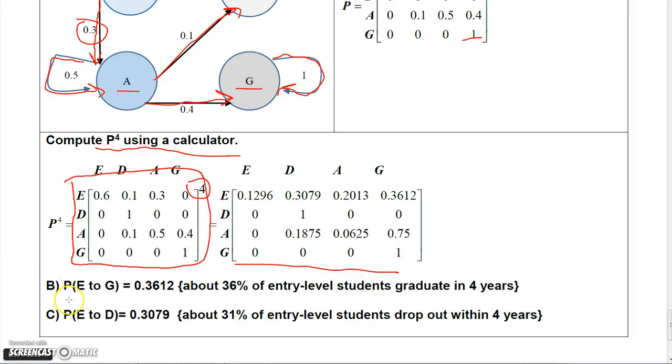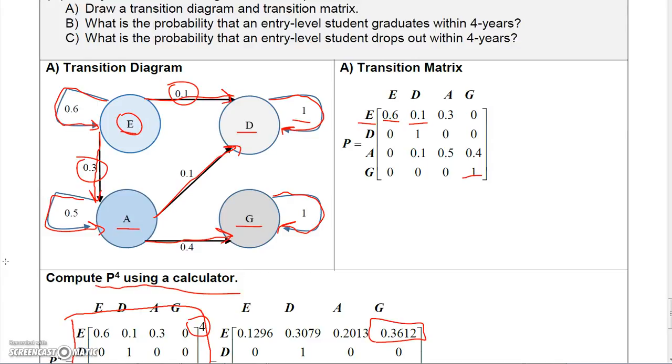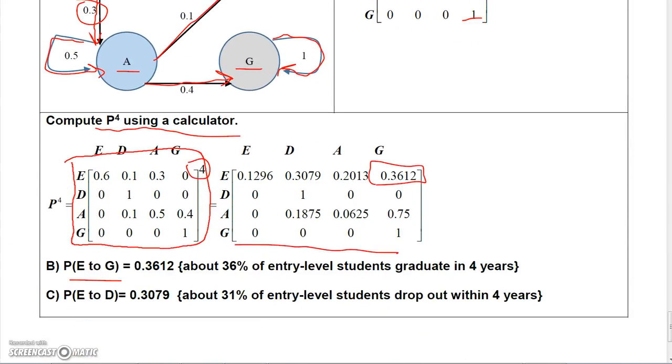So now, if I want to know the probability that they went from entry level to graduate level in 4 years, this is the four-year state matrix. So look up entry to graduate, and that's right here. So about 36% of entry-level students graduate in 4 years. The other question says, what's the probability that an entry-level student drops out within 4 years? Well, I do the same thing, except I go from entry-level to dropout, which would be right here. And so there's about 31% of entry-level students that drop out within 4 years.